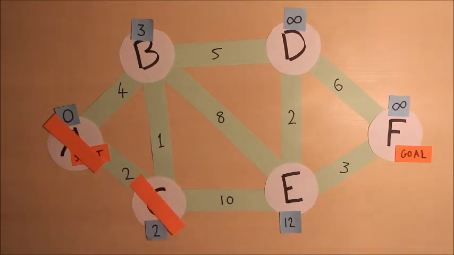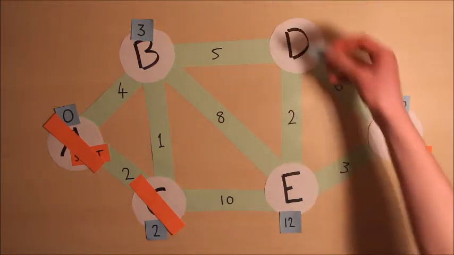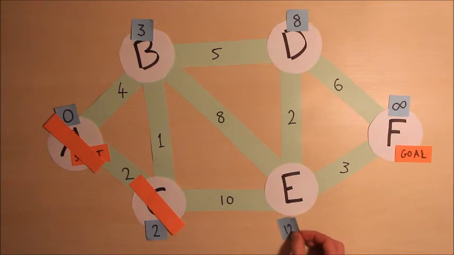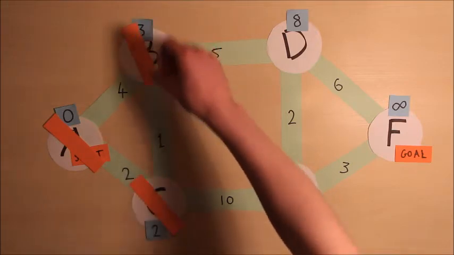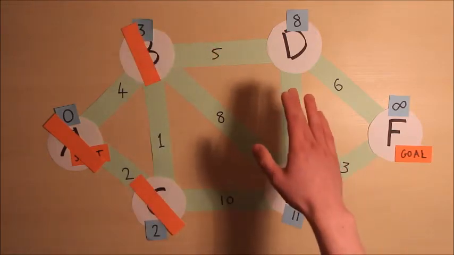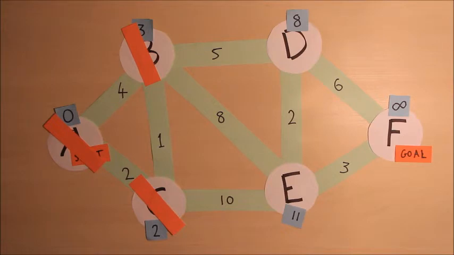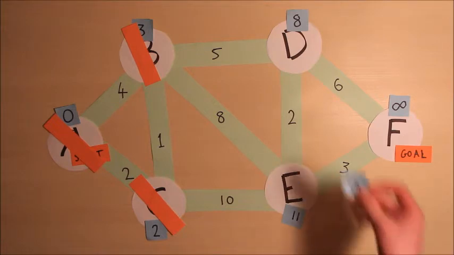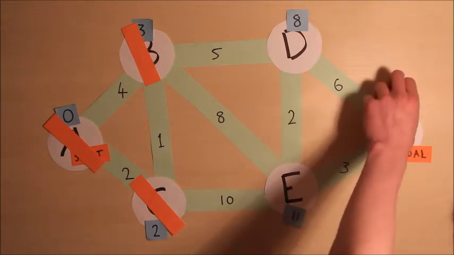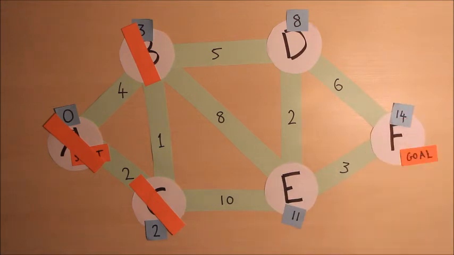We then go to B. D becomes 8, and E becomes 11. And B can be taken out of the queue. We then go to D, and we're getting quite excited now, because we think that we've nearly found the shortest path, because F is 14. So some people might stop there, but Dijkstra's algorithm will not, because that may not be the most efficient path.